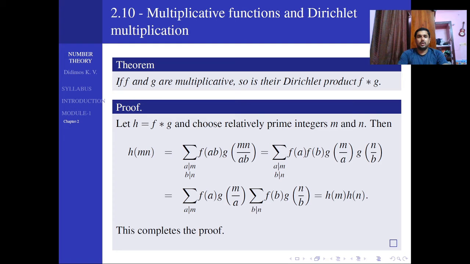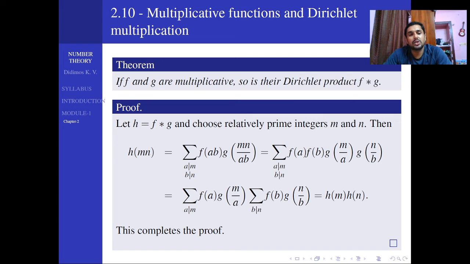Now we move on to section 2.10. In this section, we will discuss multiplicative functions and Dirichlet multiplication. We start with the theorem: if f and g are multiplicative, then their Dirichlet product is also multiplicative. So we start with f and g, multiplicative functions. Then we define h is equal to f star g. We should remember the formula of f star g: f star g of n is equal to sigma d divides n f of d g of n by d. Clear? And we take two arbitrary integers m and n, both relatively prime. So we need to prove that h of mn is equal to h of m into h of n.